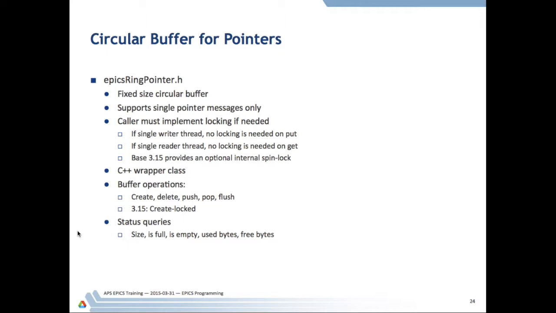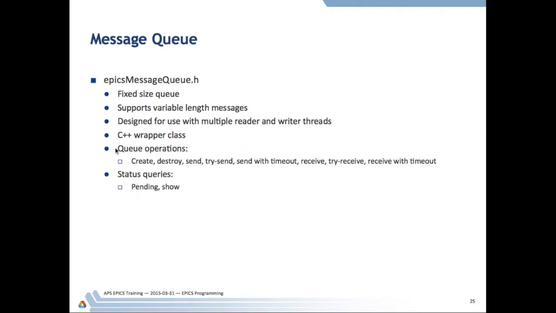Another version of that code, but slightly different, is EPICS ring pointer. This supports pushing single pointer messages only. Again, you have a fixed size circular buffer, and you can only push or pop a single pointer value onto the queue. As before, the caller must implement locking, and you can do puts and gets from single threads without locking if necessary. We have the internal spin lock. Basically, otherwise, the only difference here is that instead of a variable length message, we only have a single pointer.